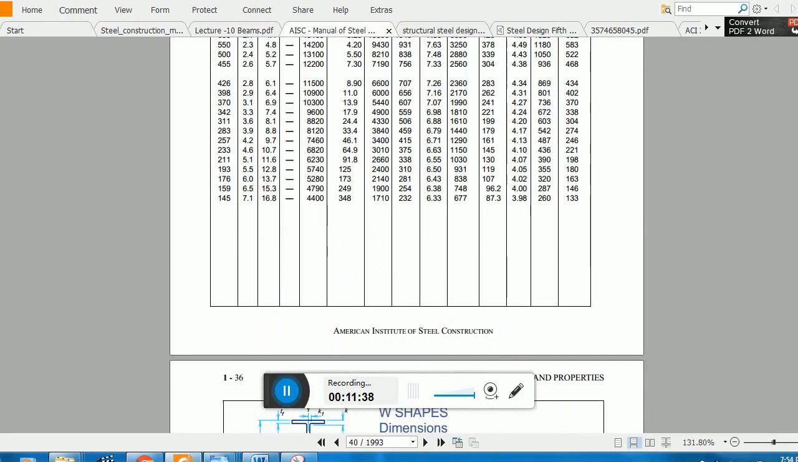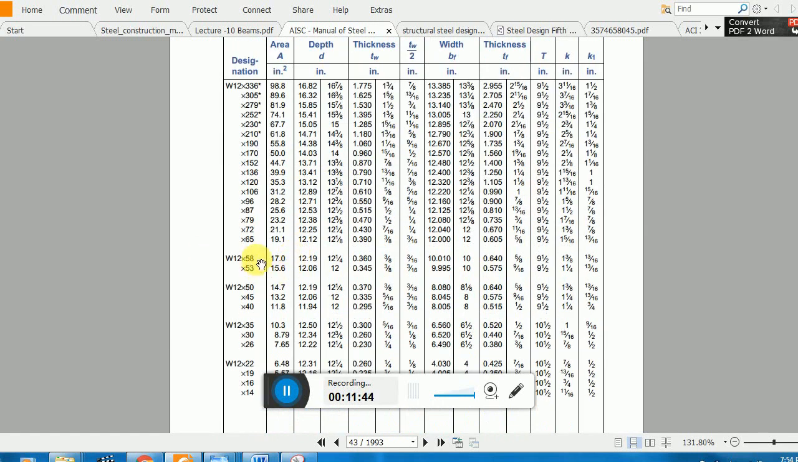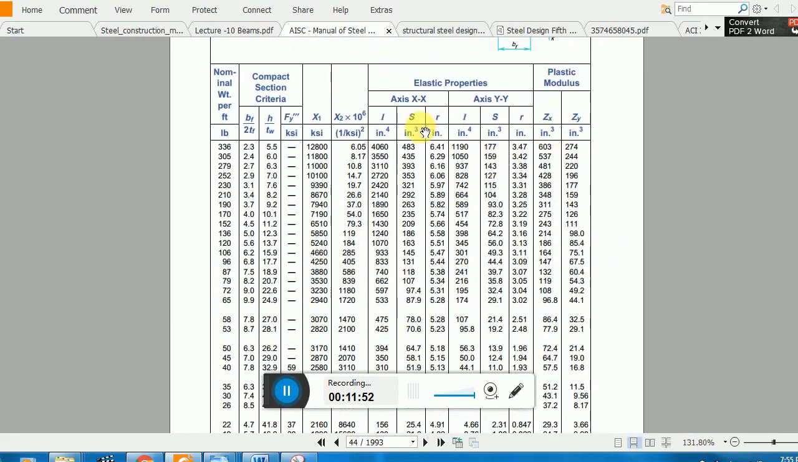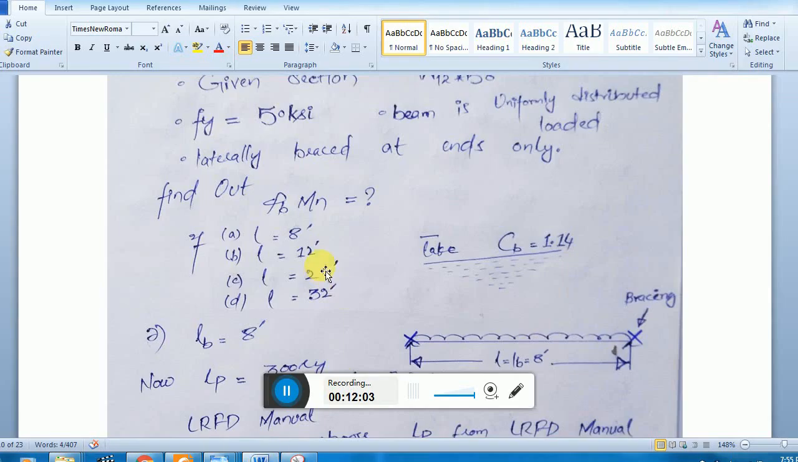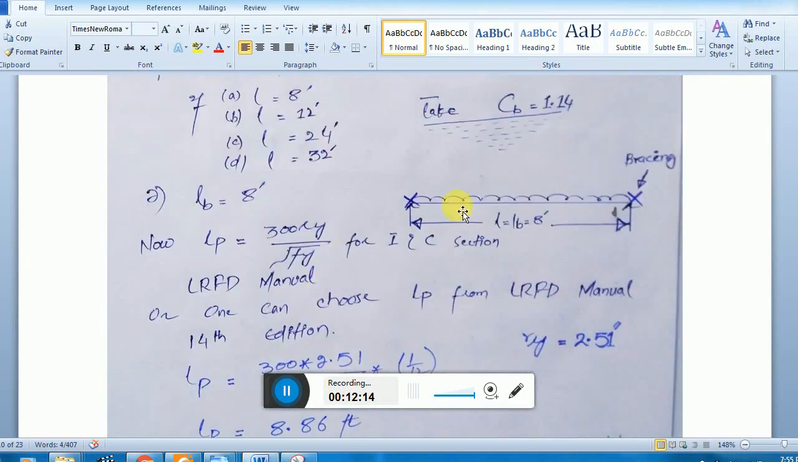Let me show you this one. Here we have 12x58 and here we have no ry value. Going to the next page, here we have ry. This is ry, clear, and for 58 you see this one, this is 2.51. So from that manual you select the value 2.51, insert it, divide by 12, and you get this Lp as 8.86. So you see 8 is less than this Lp, so you are in zone 1.